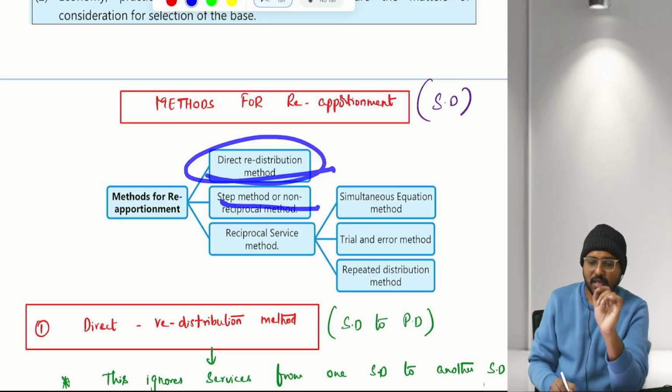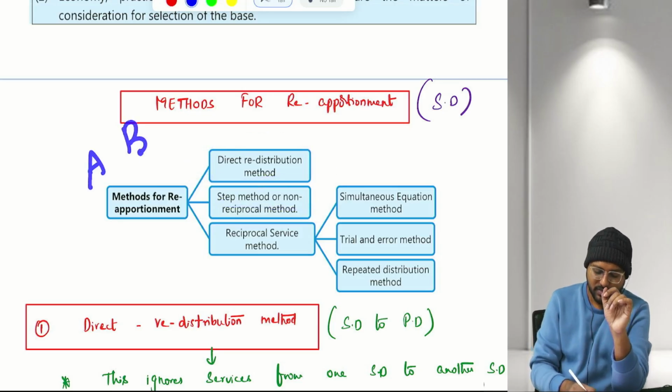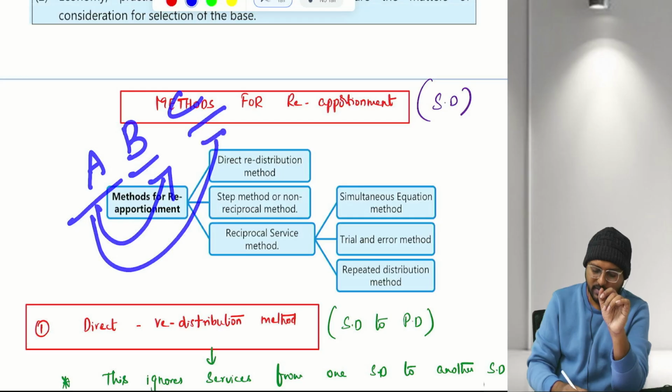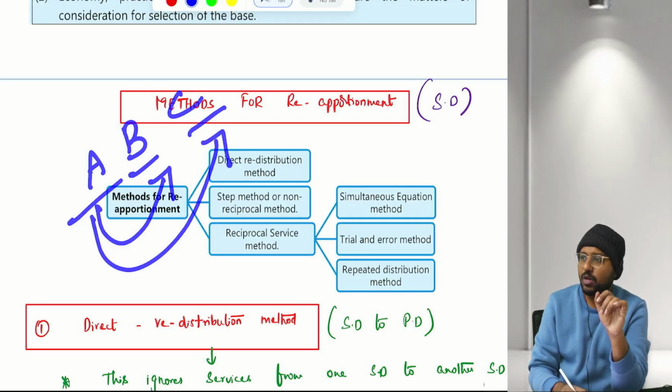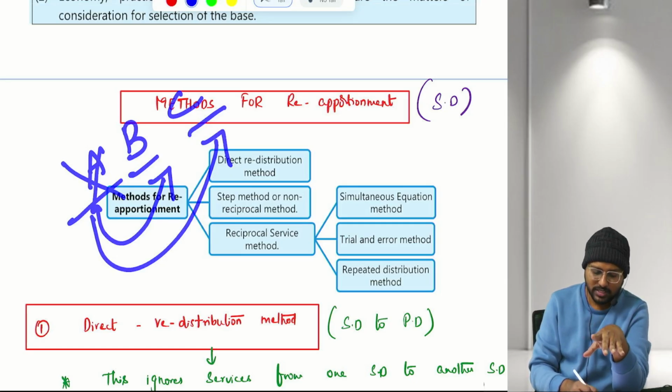Say, for example, there are three service departments: A, B, and C. A has given service to B, and A has given service to C. Which means now what has happened? The road is closed for A. Why is the road closed for A? Because A has given service to both B and C. So it is like one-way traffic. You have given service now, so it's game over for you. That's it, done. You get it?